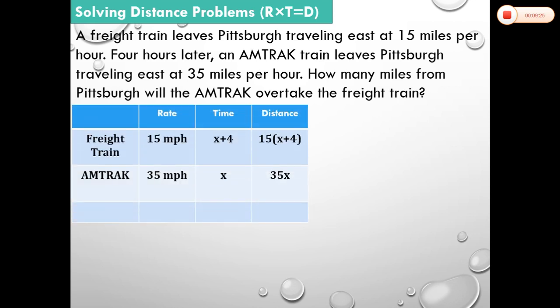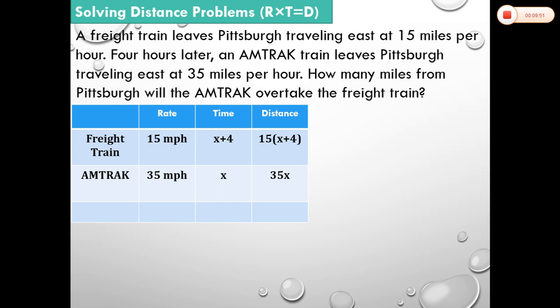The table shows the rate, time and the corresponding distance the freight train and the Amtrak train traveled. The freight train is traveling 15 miles per hour. The Amtrak train is traveling 35 miles per hour. Let x denote the time spent by the Amtrak train.